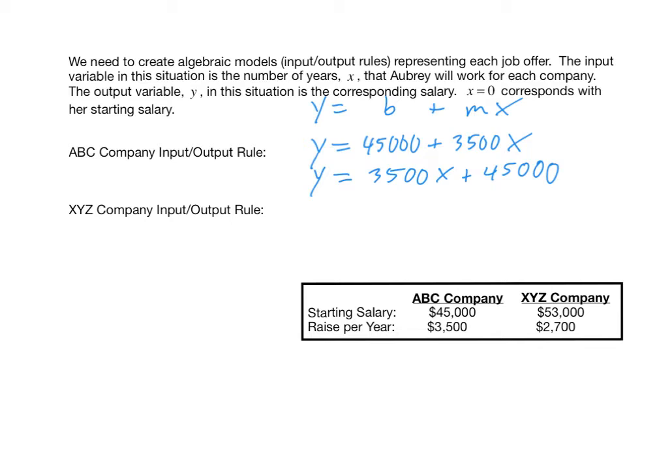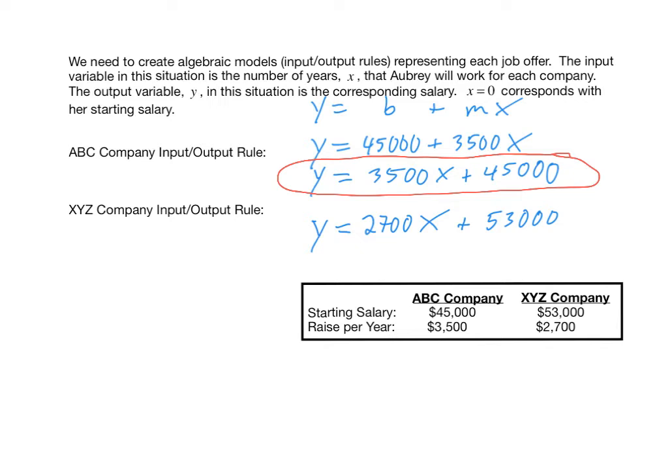Let's do the same thing with the XYZ company. Her salary y is going to equal, technically she starts out with 53,000, but just because a lot of people are more comfortable seeing this in the back, I'm going to put the 53,000 back there, and then you're going to add on, she's going to get an additional $2,700 each year. So if she works for x years, she'll get an additional 2,700 times x. This right here is the ABC equation for how many years she's worked at the ABC company and the corresponding salary. And this right here is the equation for her salary at the XYZ company after working x years.